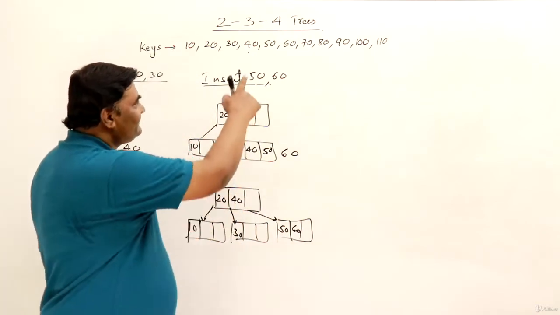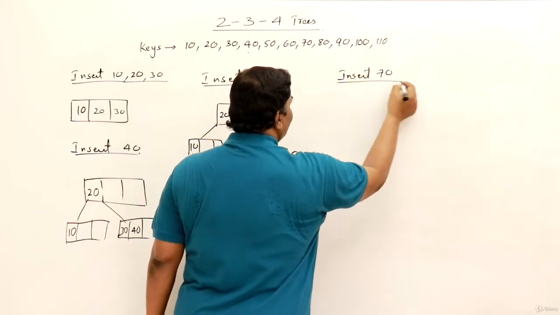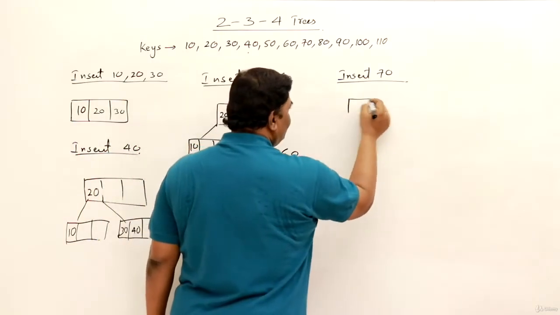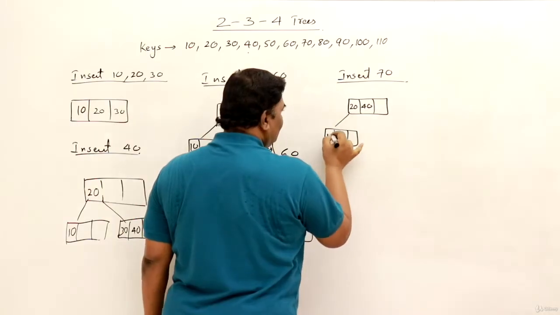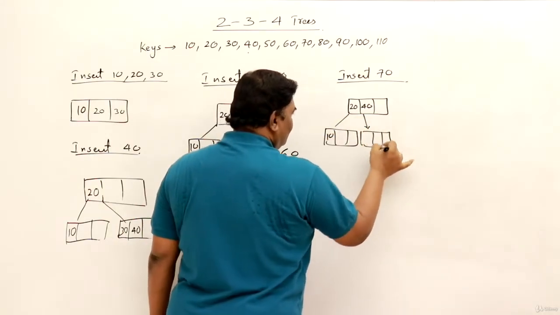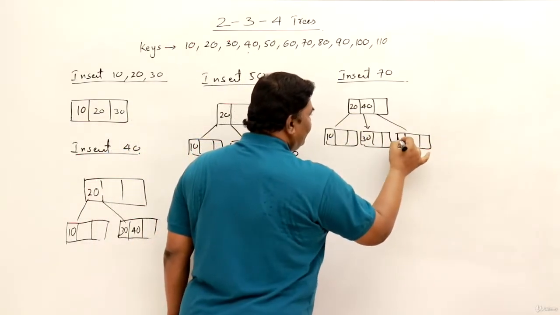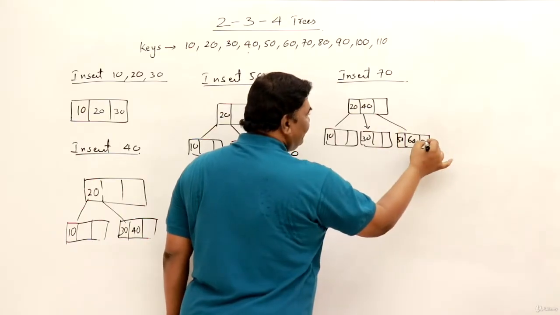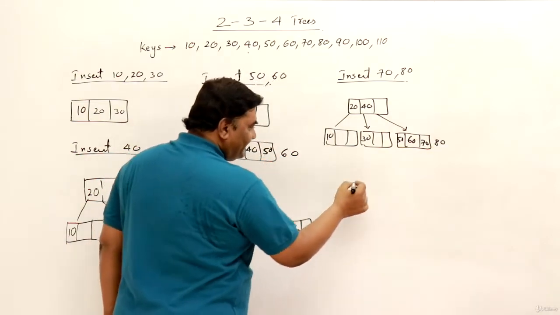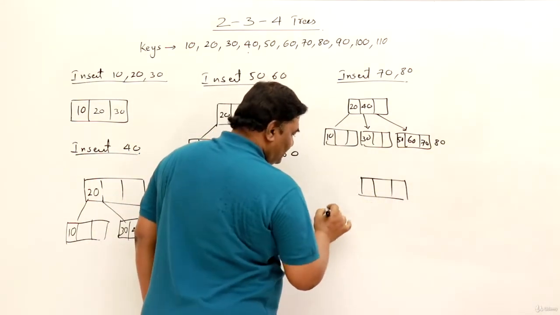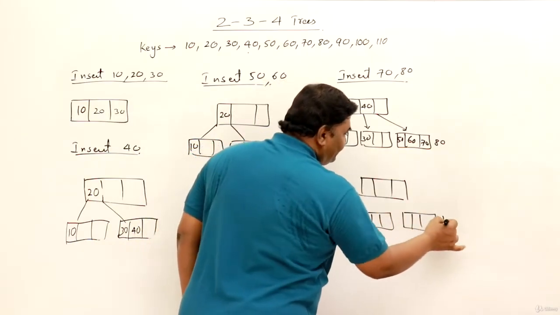Now next, 70 and 80. Insert 70. So in this I will continue. This is 20 and 40. On this side we have 10, here we have 30, and here we have 50 and 60. Insert 70, 70 comes here. Then insert 80 also. There is no space for 80, so again split it. Here we got this one node, a second node, and this third node, which will split further.